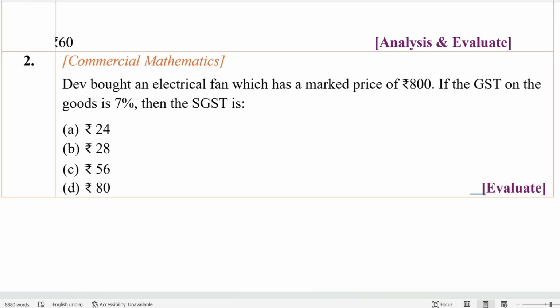Now question number 2. Dev bought an electrical fan which has a marked price of rupees 800. If the GST on the goods is 7%, then find the SGST. Now 800 is the MP. GST is 7%. That means 7 by 100 into 800, that is 56 rupees is your GST. And SGST is half of it. So rupees 28 is the answer.